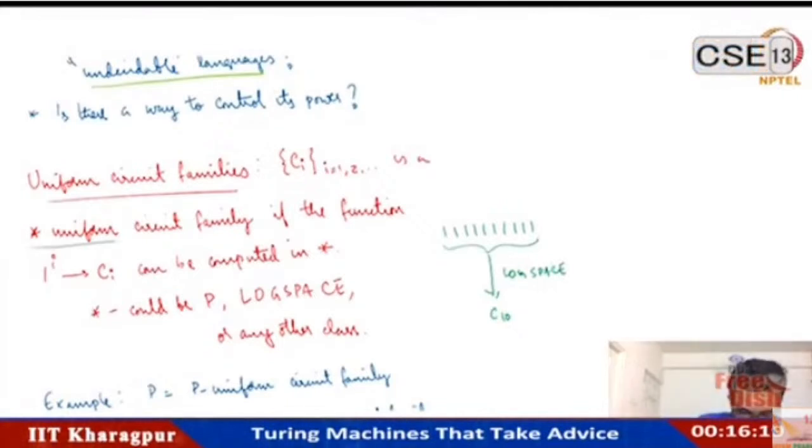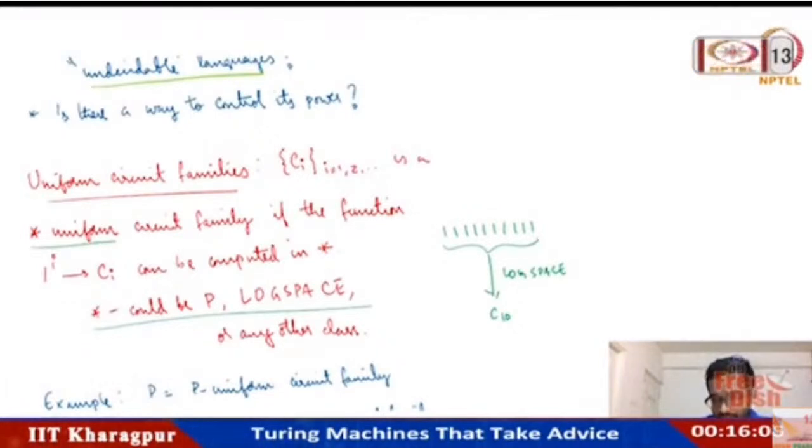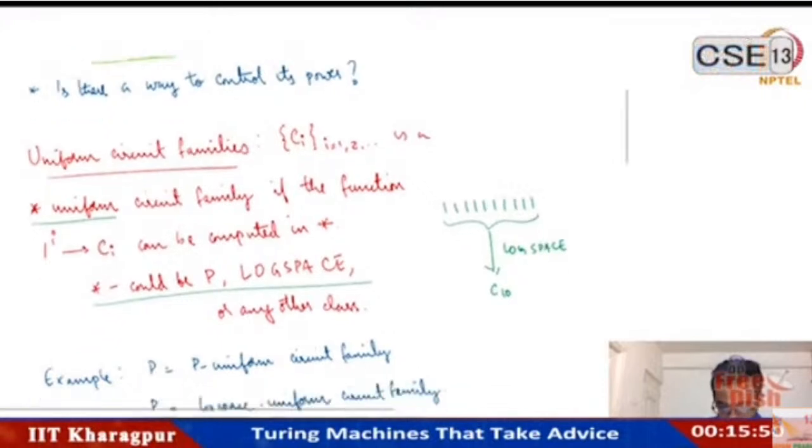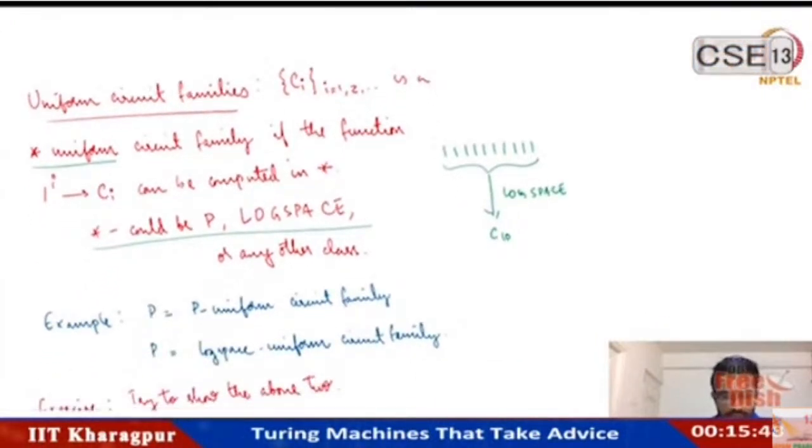So I'm just writing star uniform, where star can be replaced with any bounded computational power class like P or log space or something else, right. And it should take as input a unary representation of the input length and output the description of the circuit. So any circuit can be described by saying how many gates are there, what are the gate types, where do the inputs come from, and so on, right. So basically implicitly describing the graph. So this is what is called uniform circuit families.